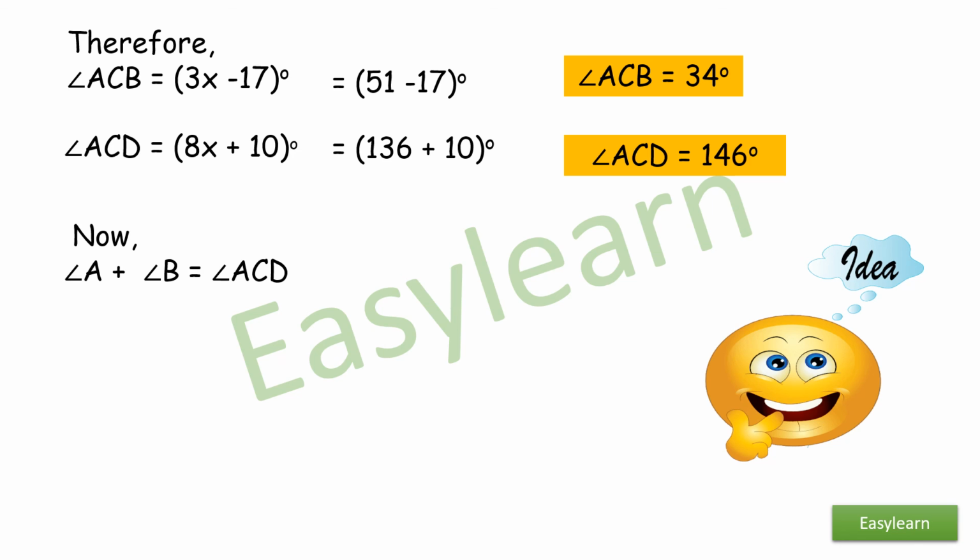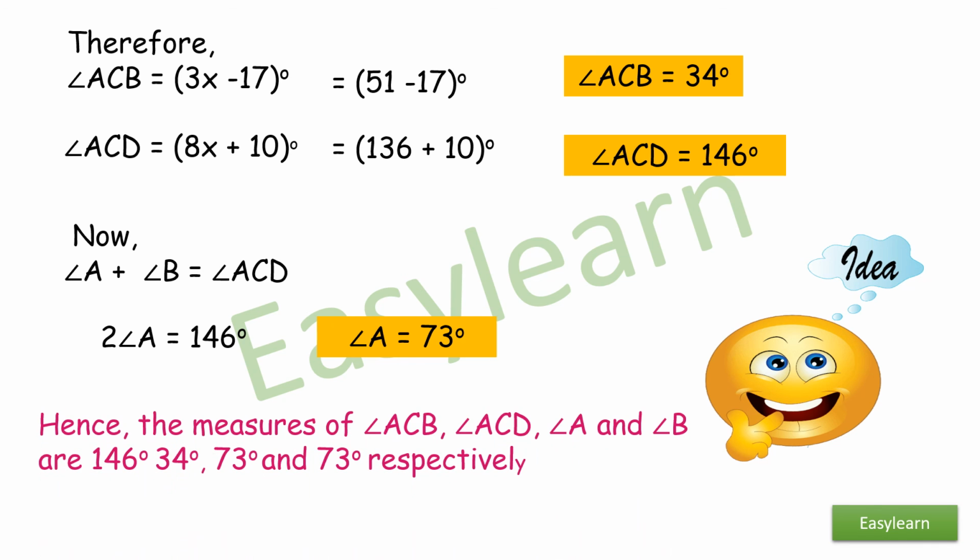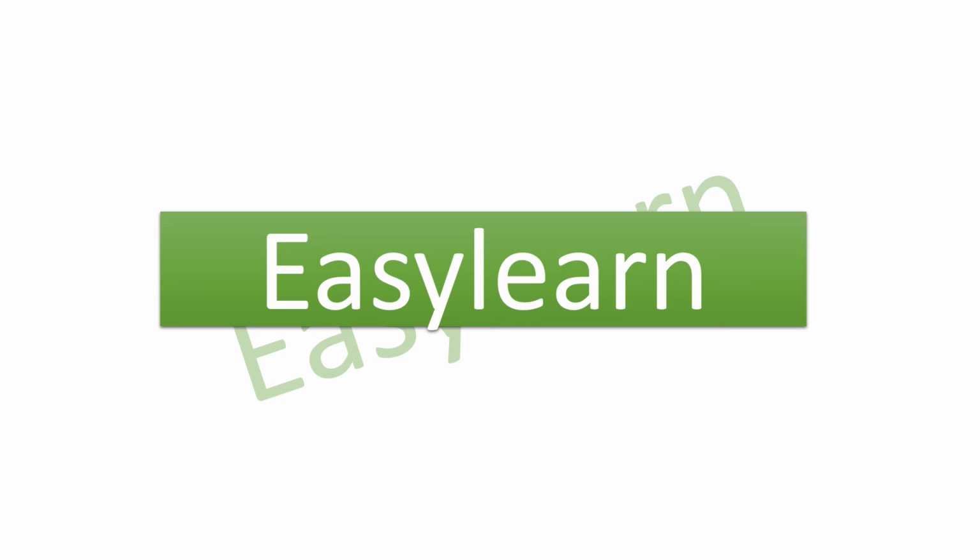Now, angle A plus angle B is equal to ACD, by the exterior angle property. But we know both the angles are equal. Therefore, 2A is equal to 146 degrees. That is, A is equal to 73 degrees. Hence, the measures of angle ACB, angle ACD, angle A and angle B are 34 degrees, 146 degrees, 73 degrees and 73 degrees respectively. Thank you.